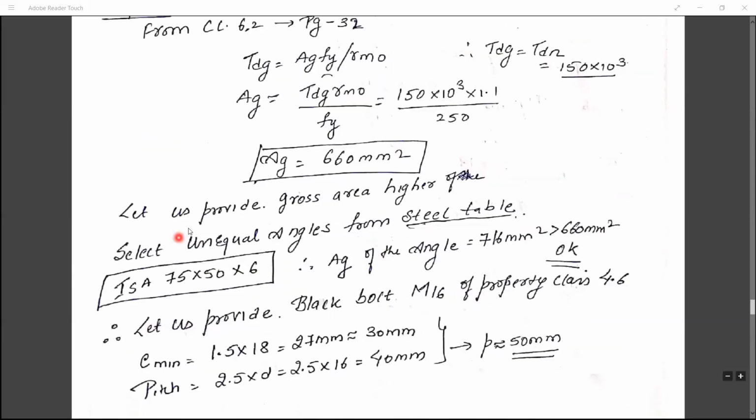So now let us provide a gross area which is higher. So go to the steel table. If you have the steel table in front of you, go to the steel table, unequal angles from the steel table. There you can see 75 into 50 into 6, 75 into 60, 50 into 6 mm.